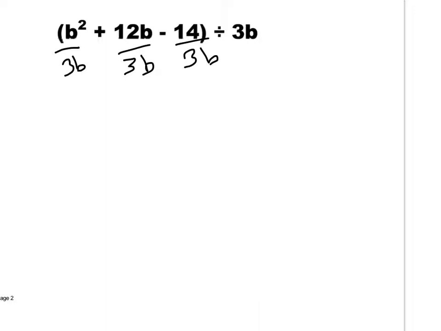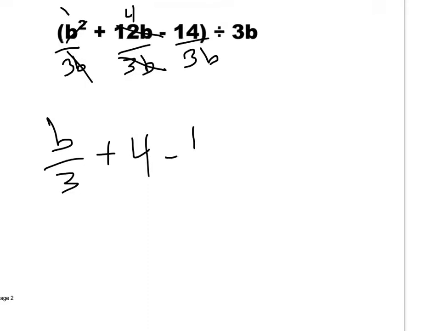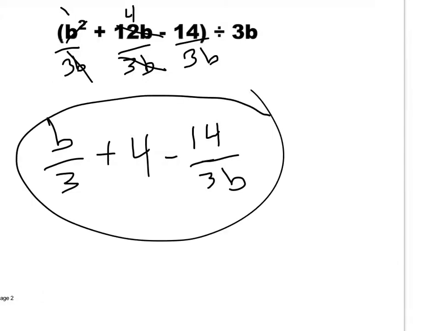What can I take out of b squared and 3b? b. I'm left with 1b there. So over here I've got b divided by 3. What can I take out of 12b and 3b? 3b, right? What am I left with? 4. What can I take out of 14 and 3b? Nothing. I leave it as 14 over 3b. I can't simplify, I can't add, I can't do anything else, so I'm done.